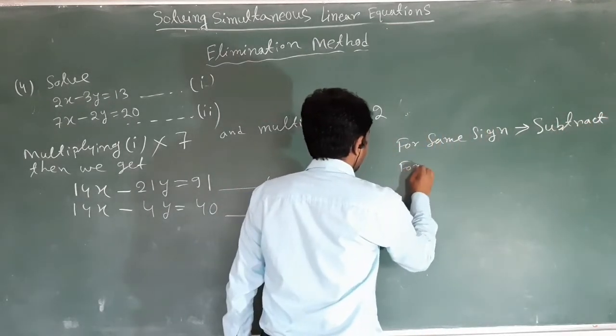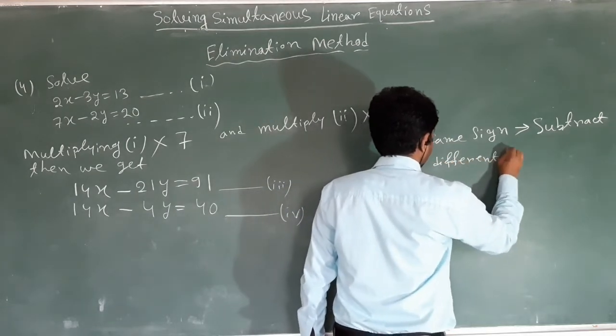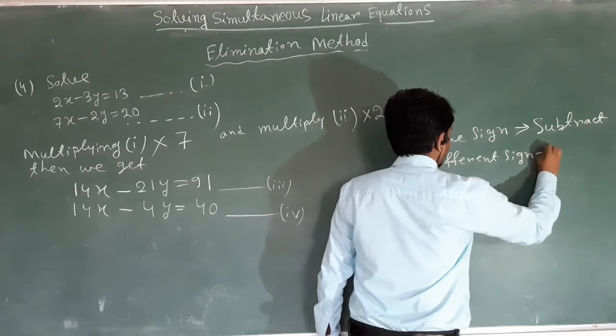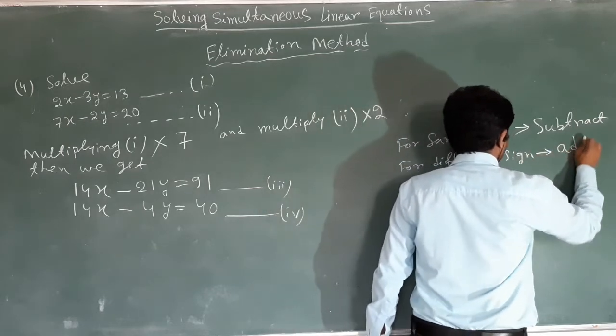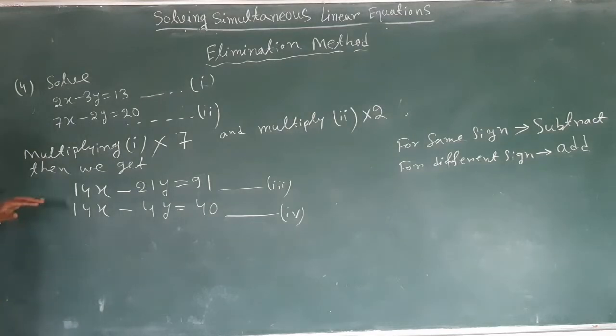For different sign, we do add. So from equation 3 and 4, it is clear that the numerically equal coefficient of x have same sign, so we have to subtract equation 4 from equation 3.